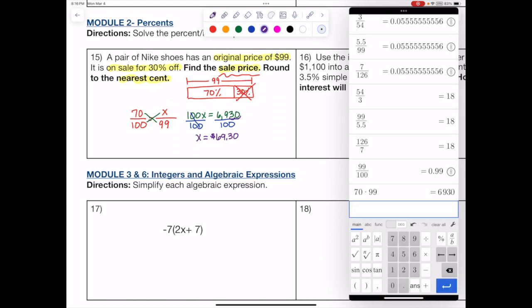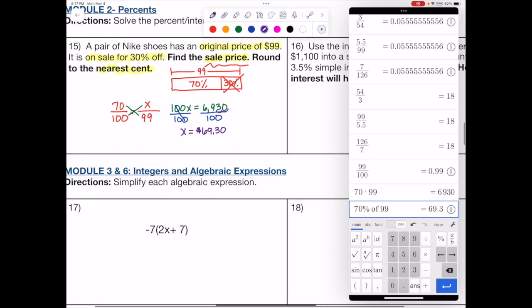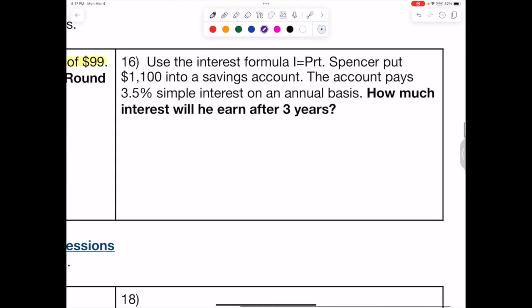Another little tip for you that I didn't show you before is that Desmos is really nice for this. If you just want to know what 70% is, check this out. If you type 70 and the word percent, it says 70% of. And if you push 99, look at that: 70% of 99 is $69.30. So there's a little tip and trick for you. If you want to use that method, you can definitely use it. Just make a little note that you used the calculator for that. All right, let's head on to the interest.